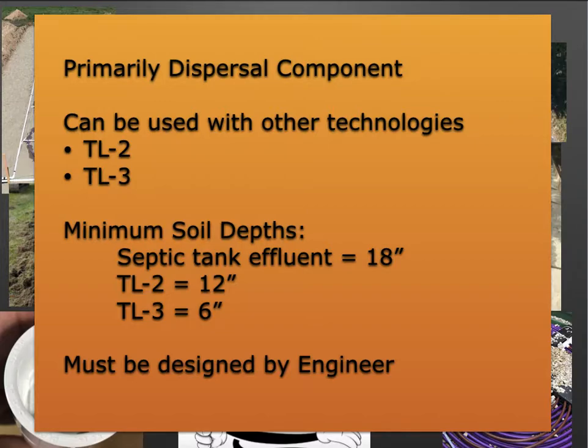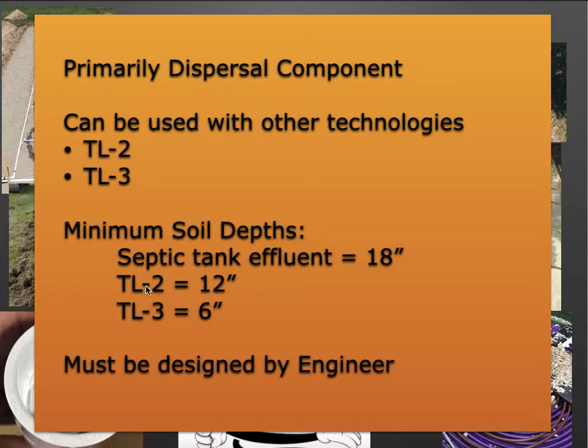And it can be used with other technologies as pre-treatment that will help meet treatment level 2 or treatment level 3. Now, the soil depths or vertical separation that we're looking for, if it's just septic tank effluent that's going out to the coils, we need a minimum of 18 inches of undisturbed soil or vertical separation. Treatment level 2, we need 12 inches below the coils, but only 6 inches of that needs to be soil. So if you're with me, we always need 6 inches of sand underneath the coils.